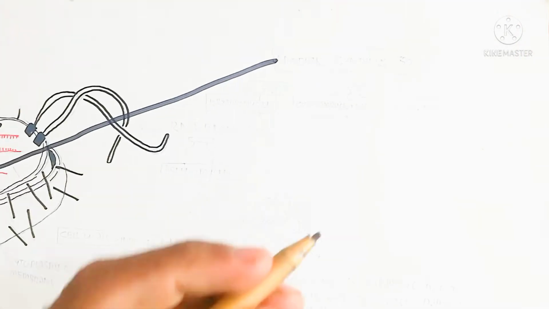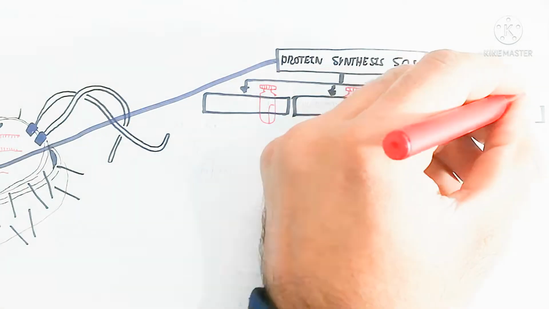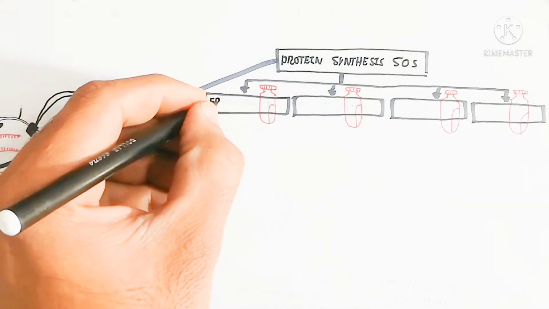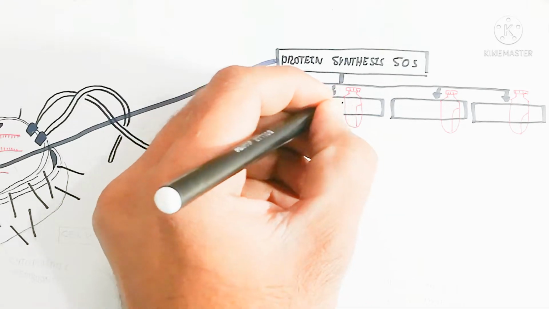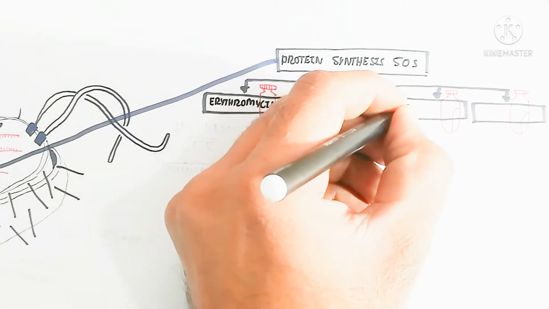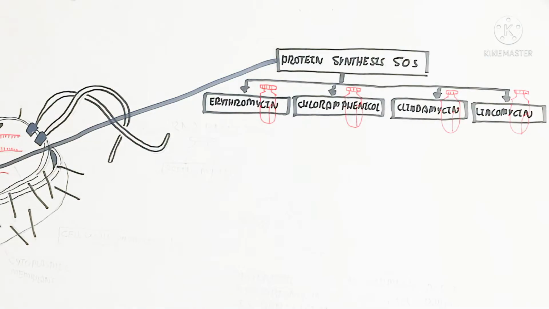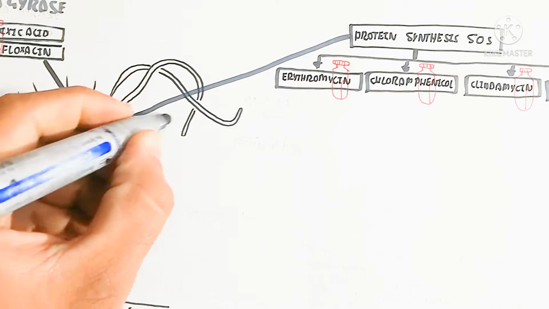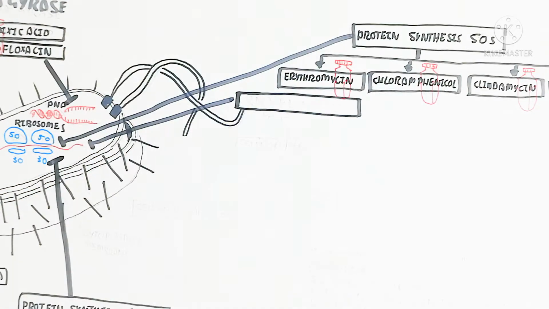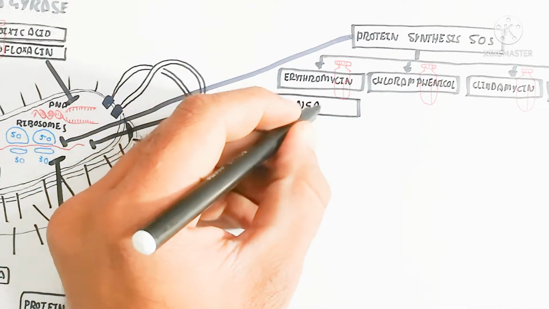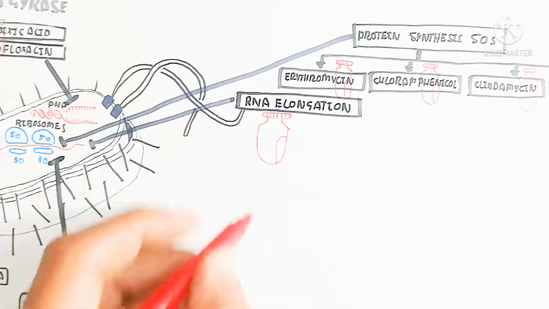So different antibiotics can attack different targets of the bacteria. Here is protein synthesis from the ribosome 50S, which can be inhibited by erythromycin, chloramphenicol, clindamycin and lincomycin, and these are special inhibitor antibiotics. Here RNA elongation is also inhibited by actinomycin.